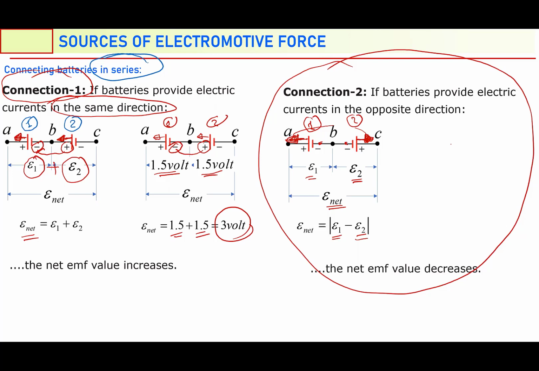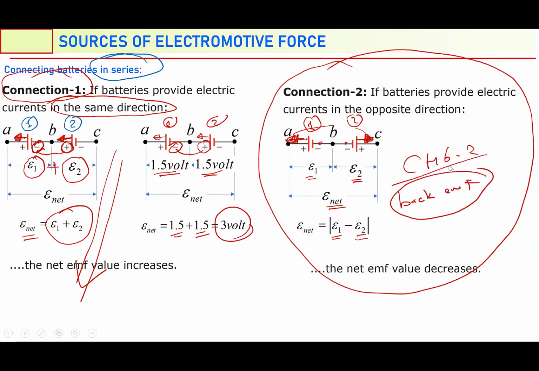But look at connection 1. If the positive terminal of one battery is connected to the negative terminal of another battery, in this case you should add EMF values. So net EMF value will be E1 plus E2. This is how we are using them in our life for many devices, such as remote control devices.